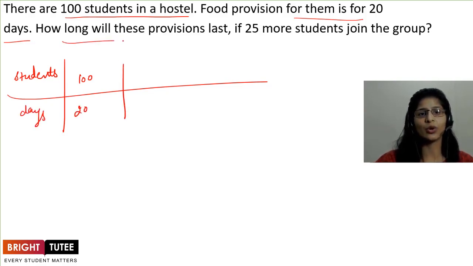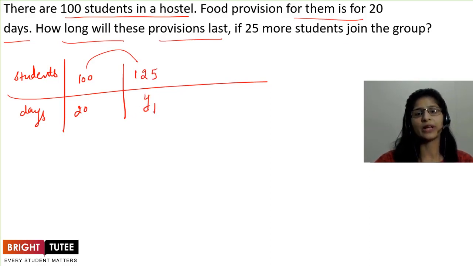Now they are asking how long these provisions will last if 25 more students join the group. If 25 more join the group, then the number of students will be 125, and we have to calculate how many days it will last. Definitely, when more students are there, the food will be used more, a large quantity would be eaten, because now there are 125 instead of 100, so the number of days it will last is going to be lesser.